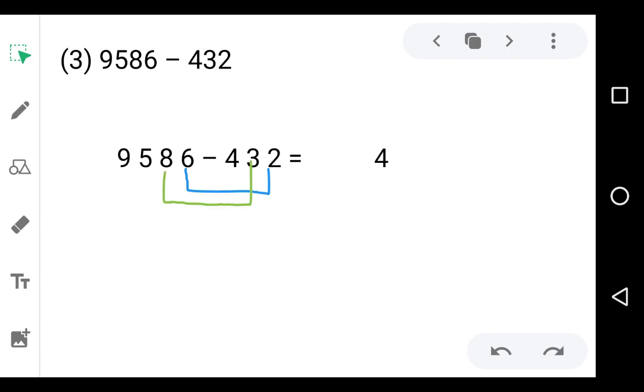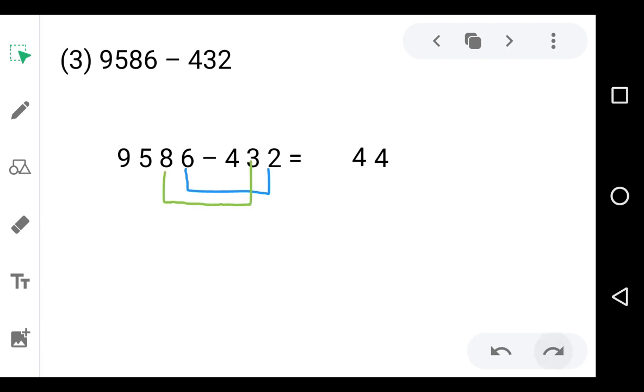Here we have to subtract 432 from 9,586. Here the first number is a 4-digit number and the second one is a 3-digit number. So first we arrange this number in horizontal order. Now subtract it. See, at the unit place we have to subtract 2 from 6. 6 minus 2, 4. At the tens place we have to subtract 3 from 8.